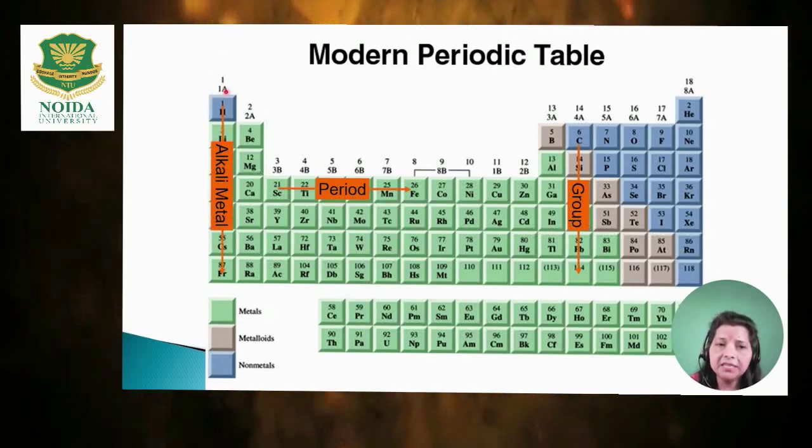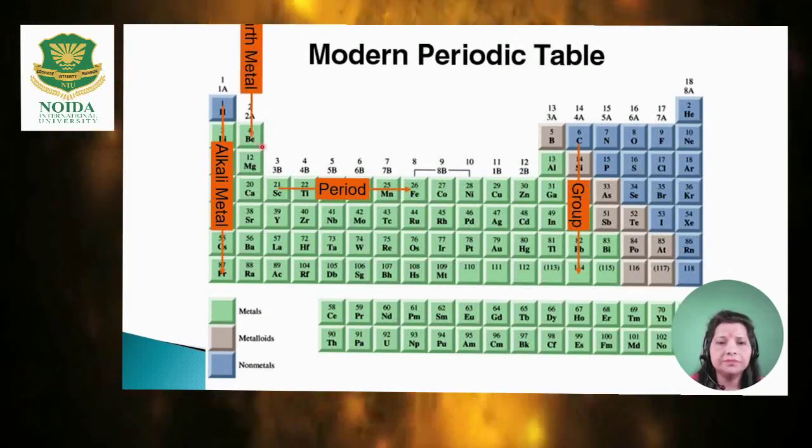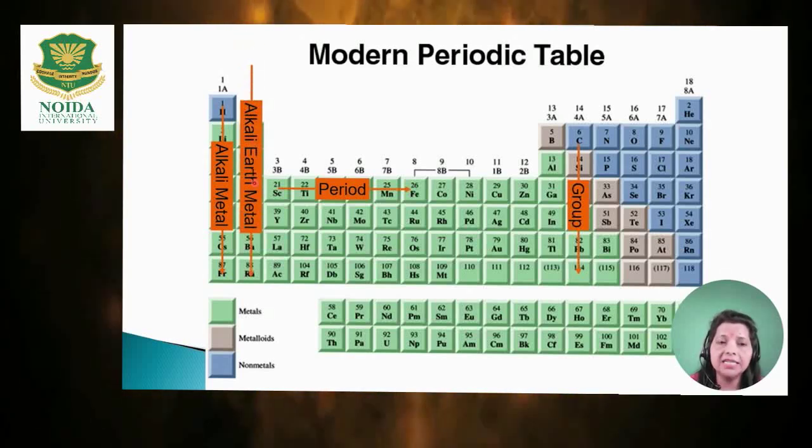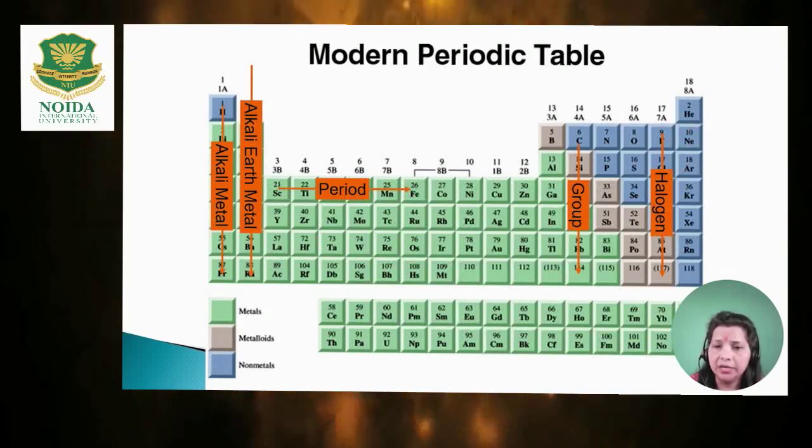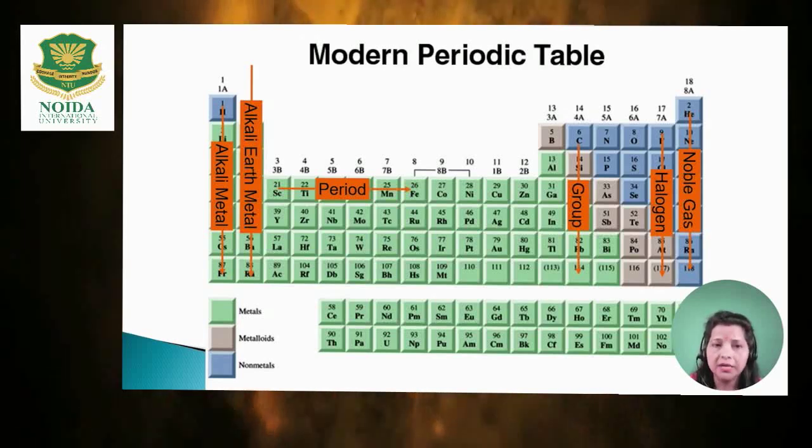If you are talking about group 1A, then these are the alkali metals. If you are talking about 2A, then these are the alkaline earth metals. Group 17 is the halogen group, and 18 is the noble gas group. We have all these various groups in the whole periodic table, right?